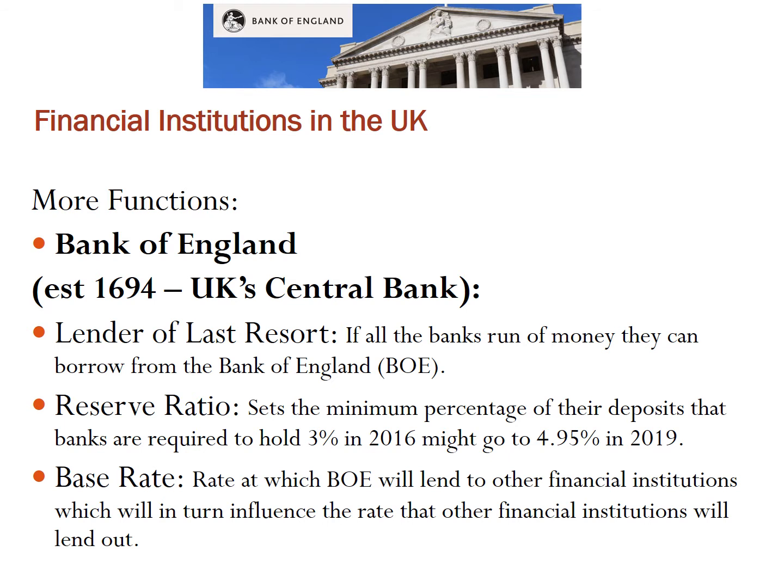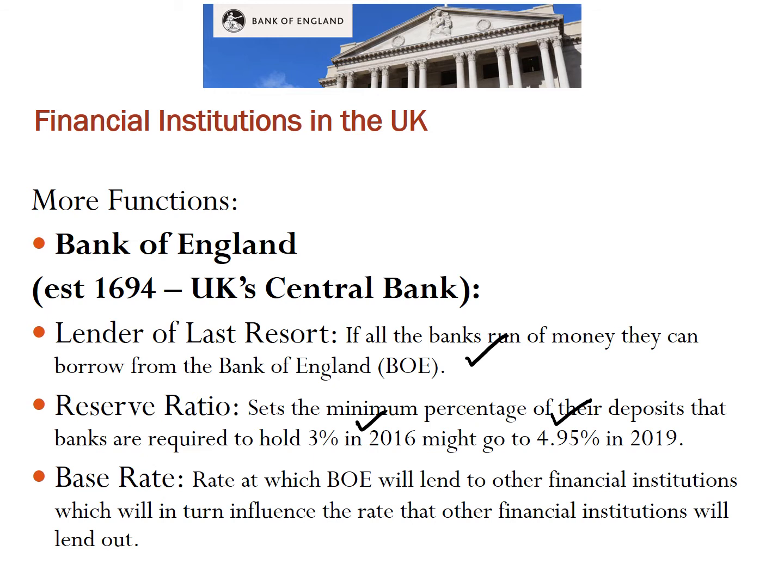We already know it's the UK central bank, but it's also the lender of last resort. So if all banks run out of money, they can borrow money from the Bank of England. That's why we call it the lender of last resort, right? It sets the reserve ratio of banks. So that's the minimum percentage of deposits that banks are required to hold. It's 3% now in the UK.